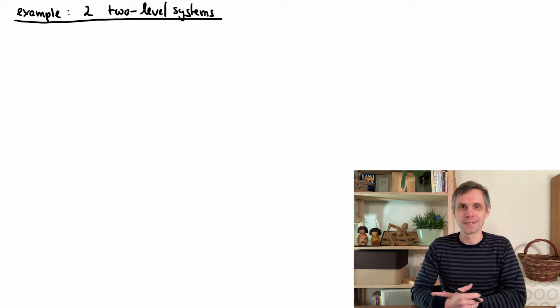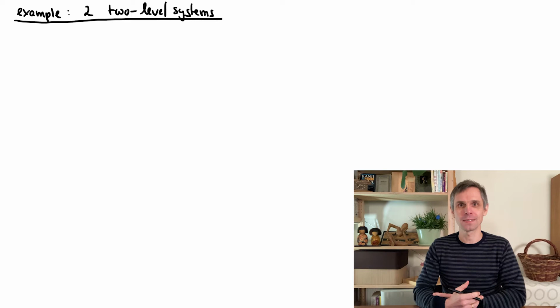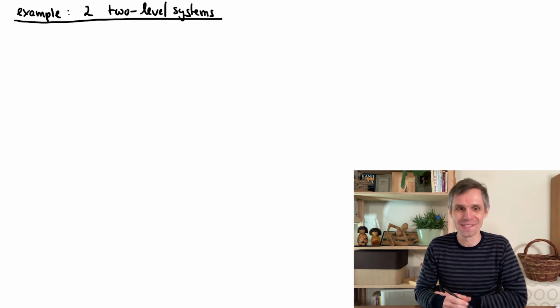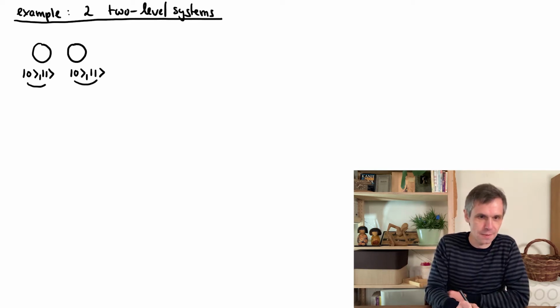So in order to make this a bit more concrete, let's look at an example, namely of a composed quantum system made out of two two-level systems. So we have a composed quantum system made out of two parts, and in each part we have two independent states that we are just going to label again with 0 and 1.